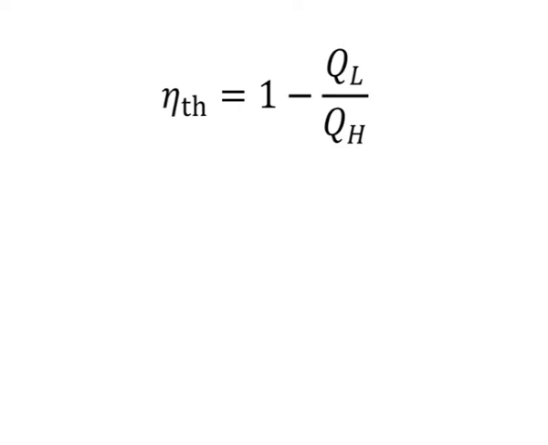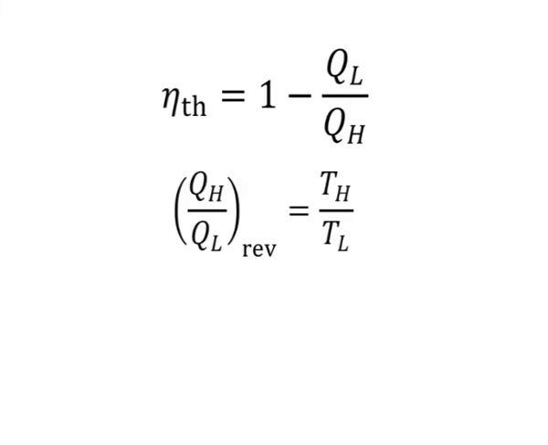For reversible heat engines, the heat transfer ratio in the above relation can be replaced by the ratio of the absolute temperatures of the two reservoirs as given by the thermodynamic temperature scale equation as (QH upon QL) reversible is equal to TH upon TL.